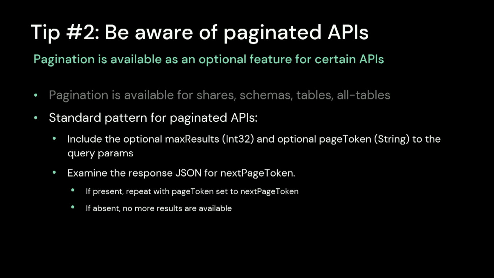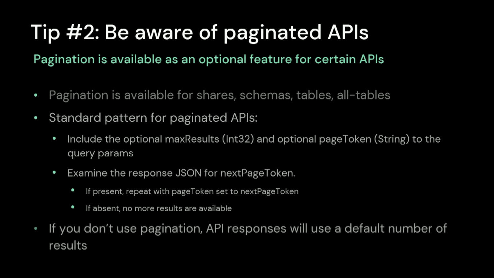Basically, if you want to use it, and it is optional, you don't have to, you simply add a max results argument to your request, and then you'll get back a page token if there are more things than the window or page size that you've asked for, which you can then feed back as a next page token. And if you don't want to use it, you don't have to, you'll get a default result set, which is going to typically be the full result set.